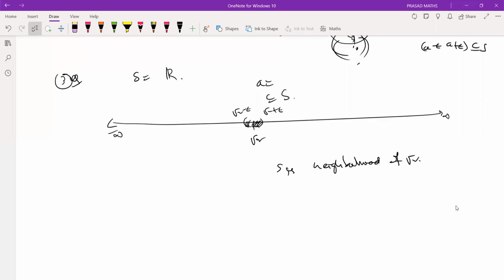Suppose you take 1. Is the set a neighborhood of 1? Yes, because I'm going to find an epsilon. I'm going to give a very small epsilon, or you can take any big epsilon. Whatever epsilon you give me, this is contained in the total real line, because we are working with the real line. 1 minus epsilon, 1 plus epsilon is after all a part of the real line.